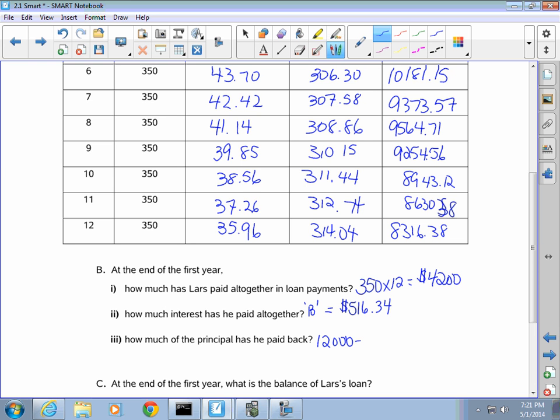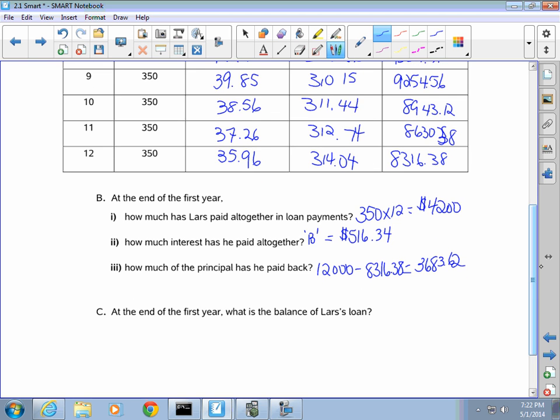And at the end of 1 year, he has $8,316.38 left, so he has paid back $3,683.62 of the principal. So it says at the end of the first year, what is the balance of Lars' loan? Well, it's just this number here, which is $8,316.38.